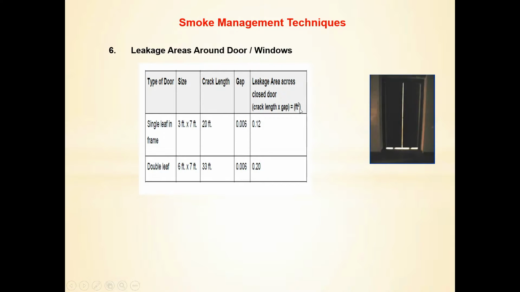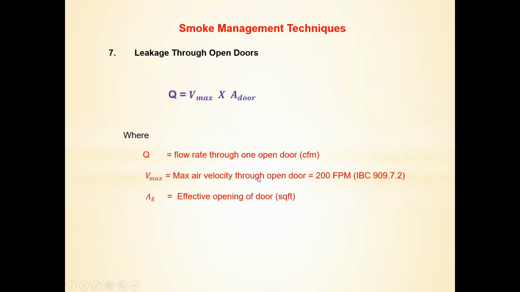that is 0.12 square feet. Similarly, if it's a double leaf door, which is there in the picture, considering a size of 6 feet by 7 feet, the total crack length is 2 widths plus 2 heights on the periphery, and 1 central height. So the total perimeter crack length becomes 33 feet. And for a gap of 0.006 feet, it becomes 0.2 square feet as the leakage area.